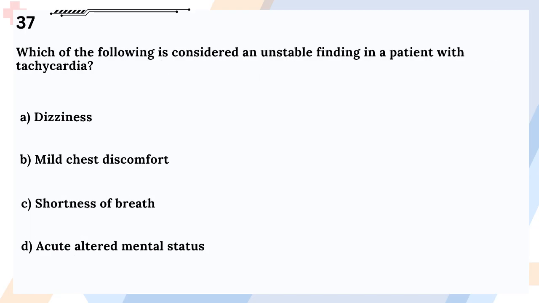Question 37. Which of the following is considered an unstable finding in a patient with tachycardia? A. Dizziness. B. Mild chest discomfort. C. Shortness of breath. D. Acute altered mental status.